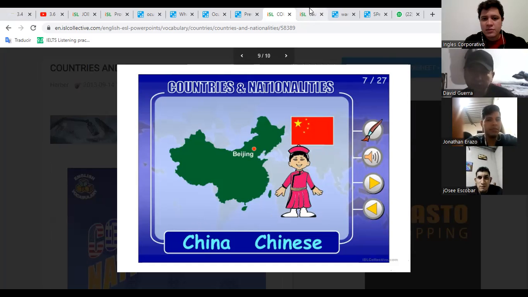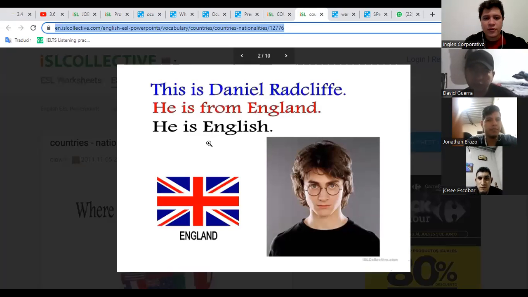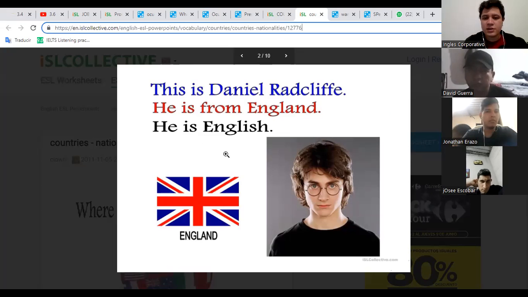So now, guys, let me show you this one for you. Let's start with another example. This is Daniel Radcliffe. You know him, Harry Potter, right? He is from England, the country. So he's English, él es inglés, right? England, English. He's from England, he's English.